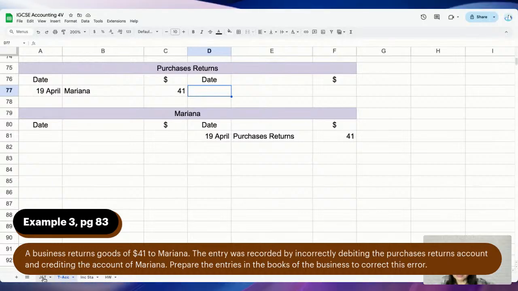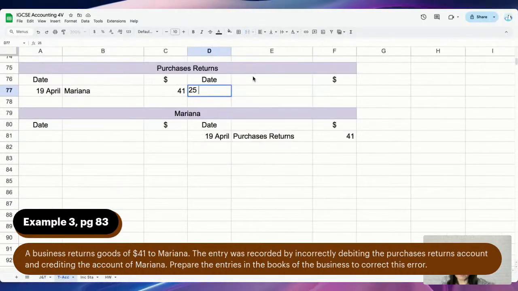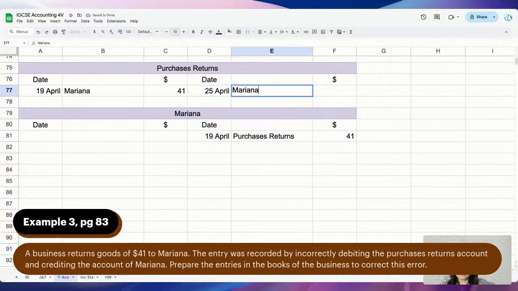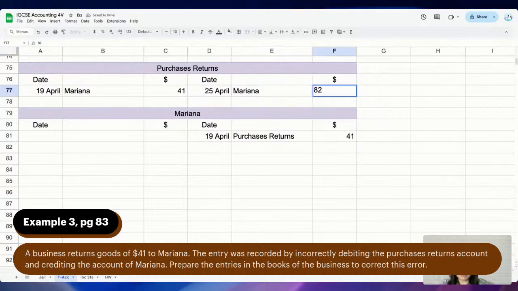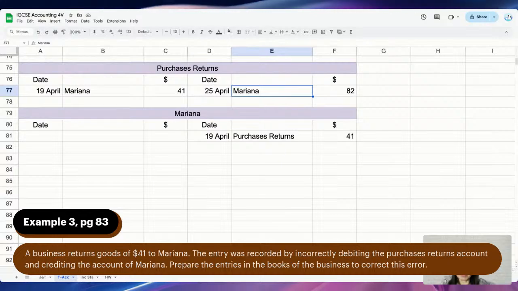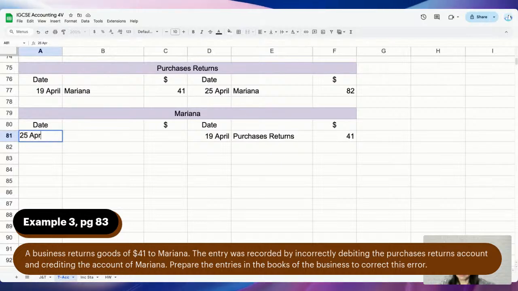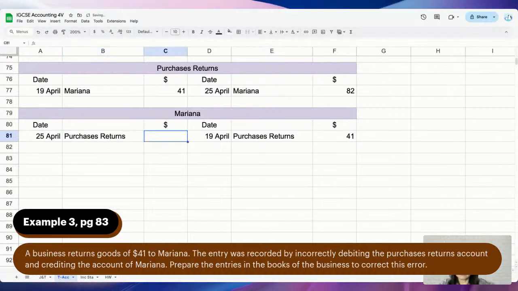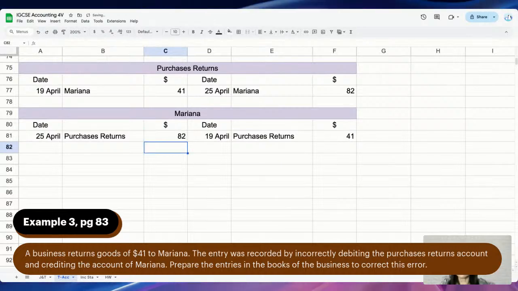Just now, what is the correction date? 25th of April. All right, and then the same name. But this time, I have to do double, 82, which is the double amount. Why? Because by doing so, the carry down will be the correct amount. Okay, and the same goes here: I have to debit Mariana's account, and I put 82. So this is the correct entry and correction for reversal.